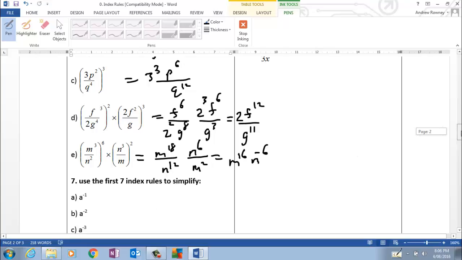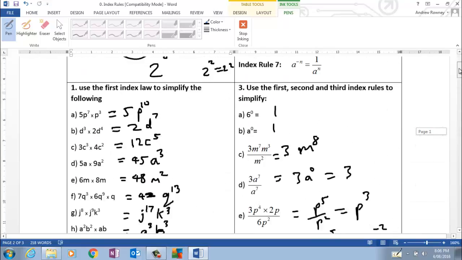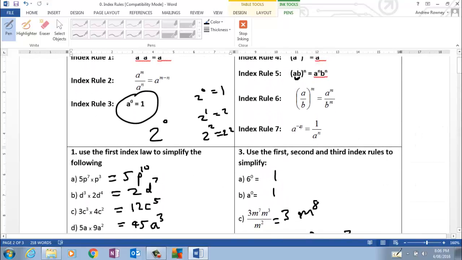Now the last index rule is the negative rule. The negative rule says when you got a negative, you put it on the bottom and put a 1. Also, you could extend that to this concept. If you've got a fraction a over b all to a negative power, all you do is you flip the fraction upside down, and that'll be changed to a positive power. Or this rule here, when you've got a minus, to get rid of the minus, it's 1 over that.